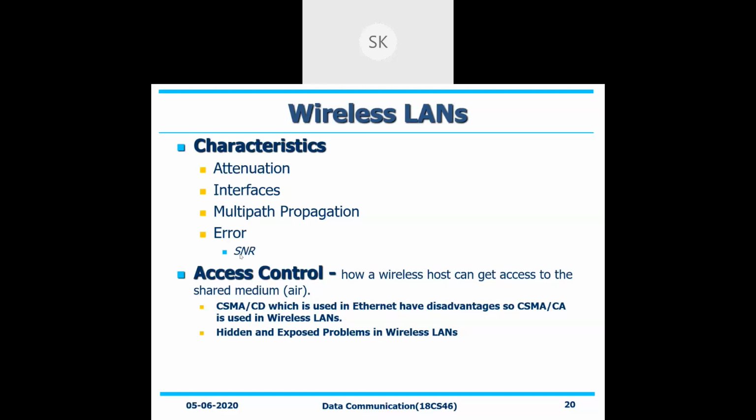The next one is access control. How does a wireless host get access to the shared medium, that is, the air? How will it be done? If you remember CSMA/CA, collision avoidance is the best example I can give you with respect to access control. I'll not touch that in detail, so you can go through it because we have already seen it. What is CSMA/CA, collision avoidance?